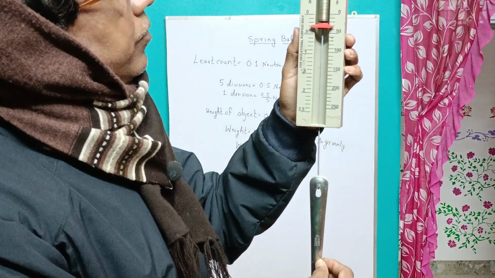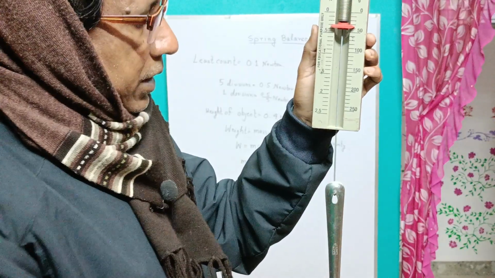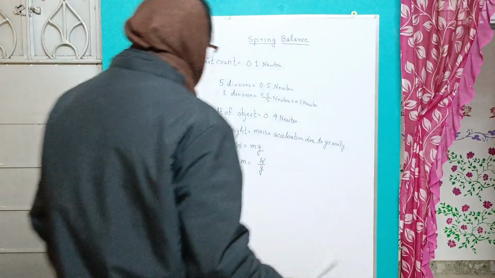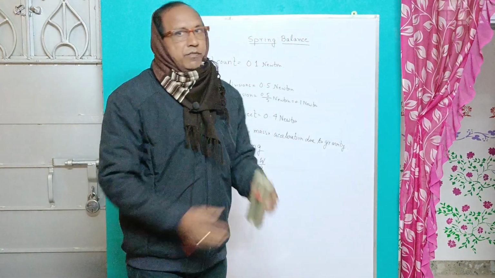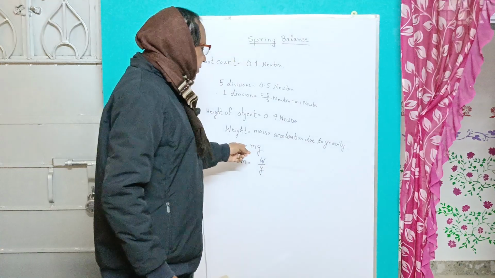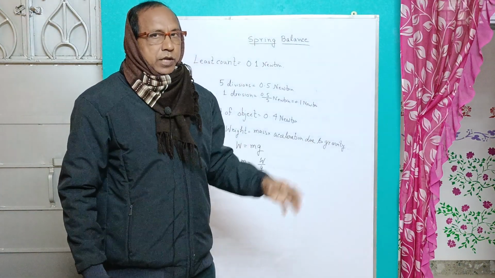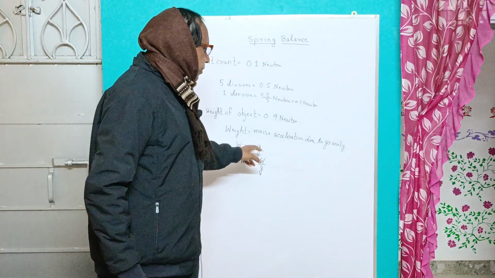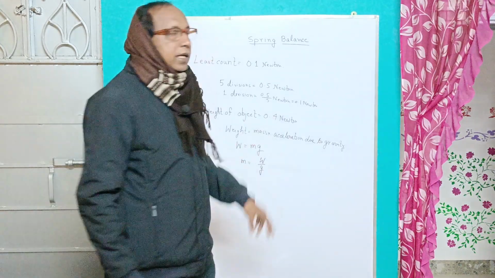Here you see there are 3 divisions: 10, 20, 30 gram. The mass of this object is 30 gram. We find that mass and weight are related with each other, and we find the formula also. The weight of an object is equal to the mass of the object times the acceleration due to gravity, that is g. That is, force, weight, is equal to mass into acceleration due to gravity.